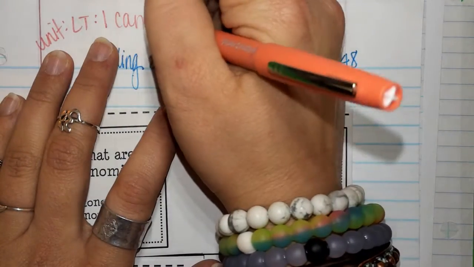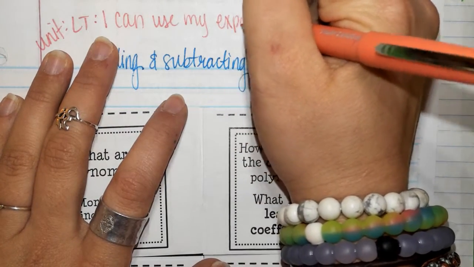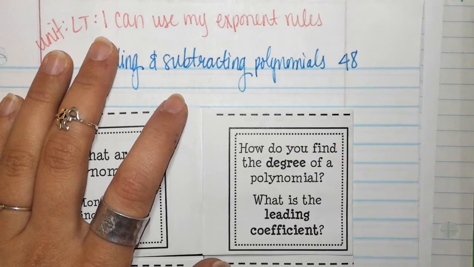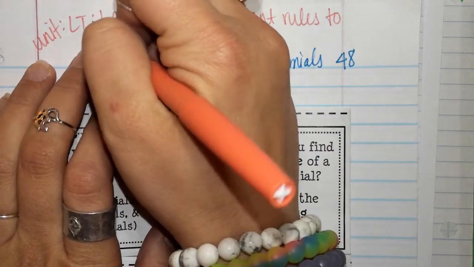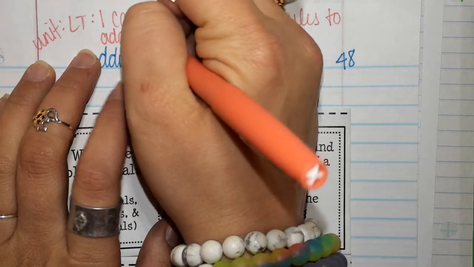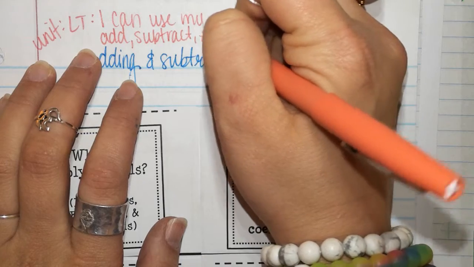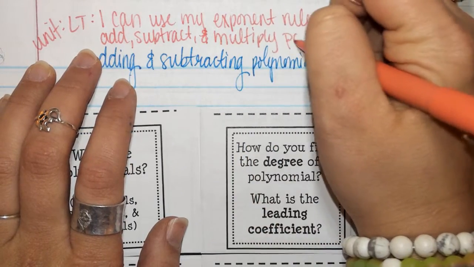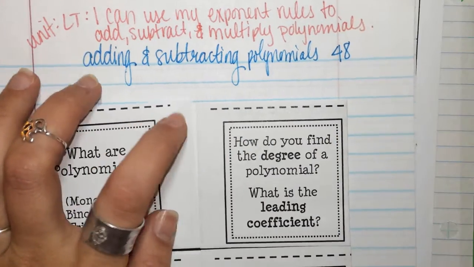I can use my exponent rules to add, subtract, and multiply polynomials. I'm going to explain it.